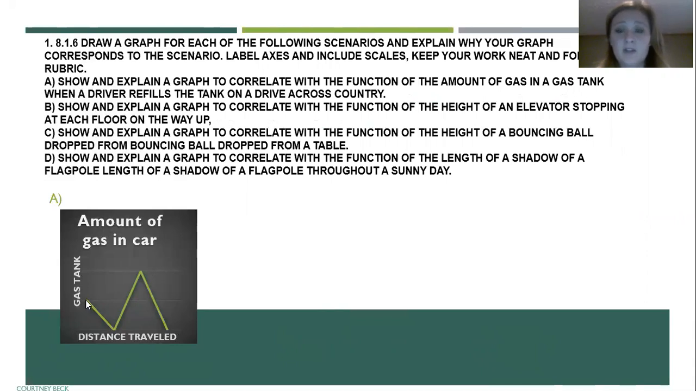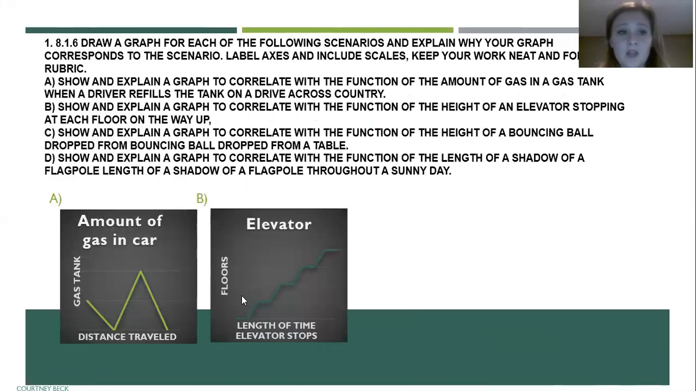So we're going to start here. The gas tank is about half full, and he's starting his route, and he's going to travel, and his gas tank's going to empty. He's going to fill up his gas tank again and continue traveling, and his gas tank is slowly going to empty until he's at his destination.